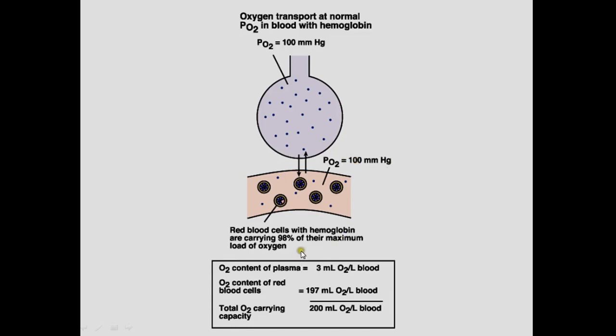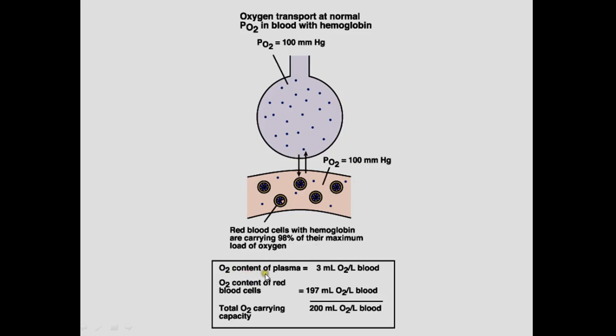And in some cases, the hemoglobin is also not pure. So red blood cells with hemoglobin are carrying 98% of their maximum load of oxygen. In this way, the blood which passes to the pulmonary capillary has a partial pressure of oxygen of 100. But when it goes to the left side of the heart, there is some venous blood which has bypassed the oxygenation, and this reduces it to 98 or 99.